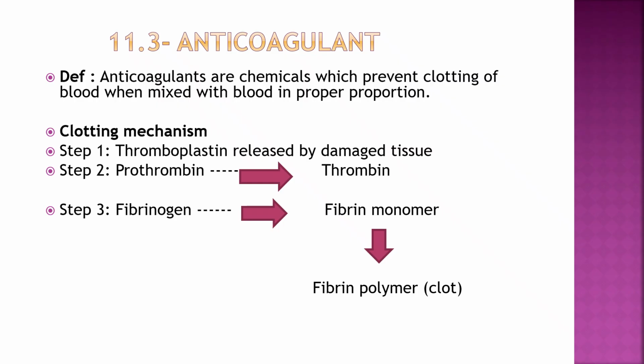When there is an injury to the vessel, in the first step thromboplastin is released and activated. Then in the second step it activates prothrombin into thrombin, and then it activates fibrinogen into fibrin monomer. All fibrin monomers combine to form fibrin polymer, in which WBCs and platelets get entangled, and it forms the clot. It covers that injury area, and so the bleeding stops.